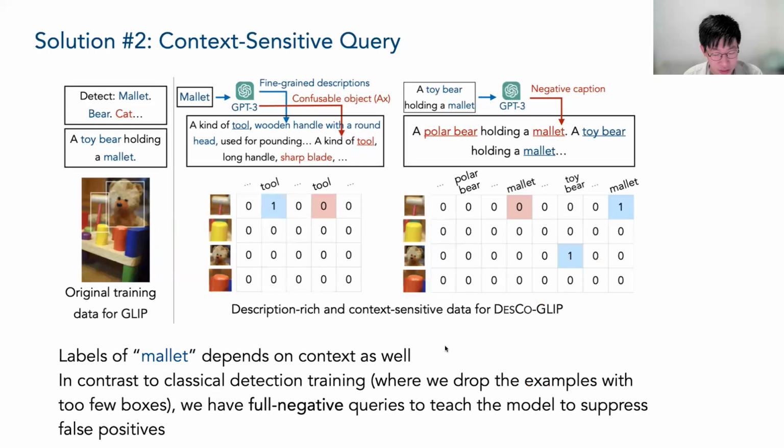But actually in our case, the solution is very simple. Now you can try to create some hard negative captions, for example, a polar bear holding a mallet versus a toy bear holding a mallet.